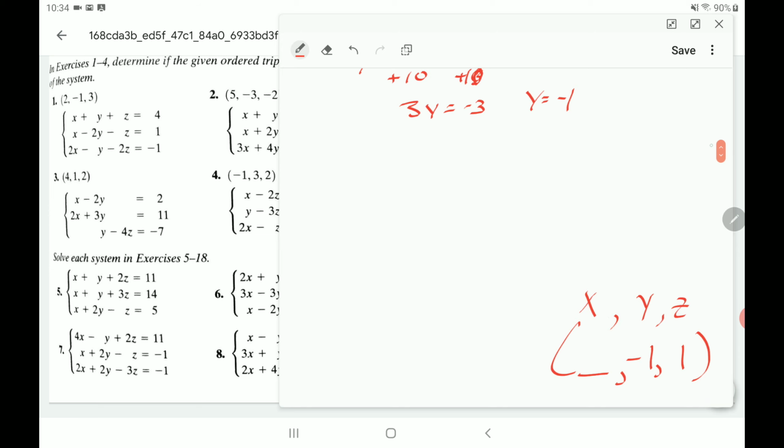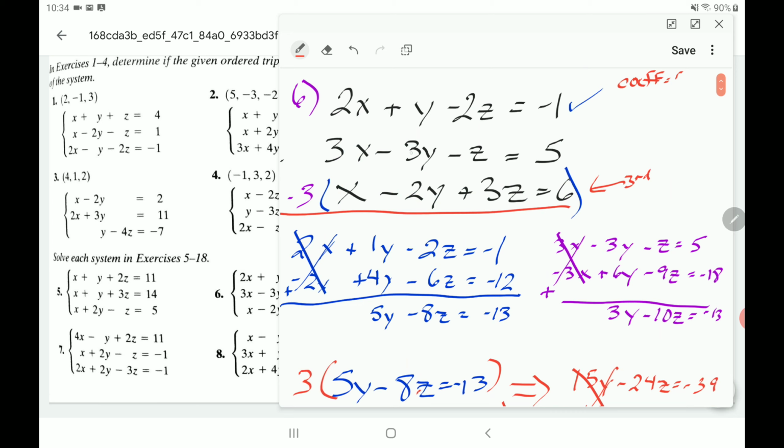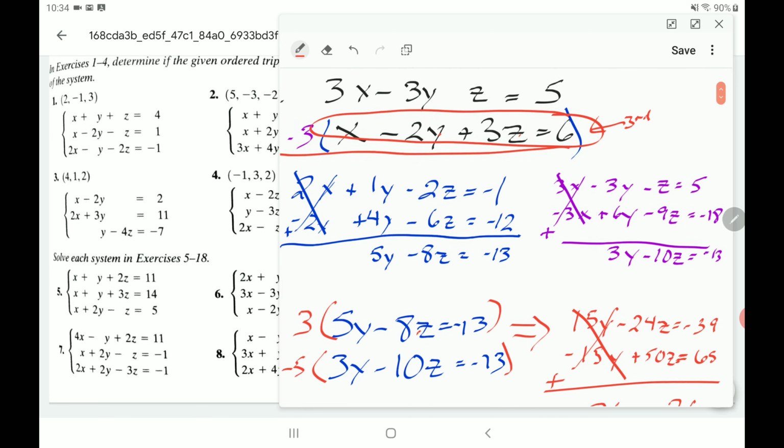Now what I'm going to do is go to the top. I'm going to pick one of these equations. It does not matter which one. Might as well use this bottom equation because x already has a coefficient of 1. All I have to do is solve for x. So I'm going to use that bottom equation and plug in negative 1 for y and positive 1 for z. I just did that with my pen, so I've got to go over here.